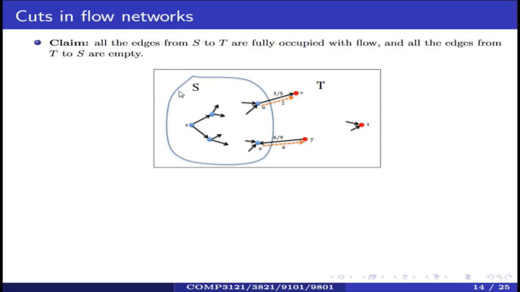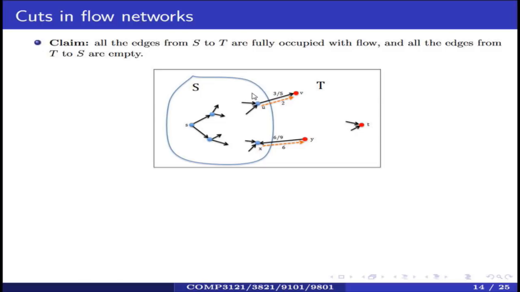So what is the definition of S? S are all vertices that are reachable in the residual flow graph. So there is a path from S to any of these vertices, and they are precisely those vertices that have a path from S to that vertex. So why do you think that the pipe from any of these vertices to a vertex in T must be completely occupied?